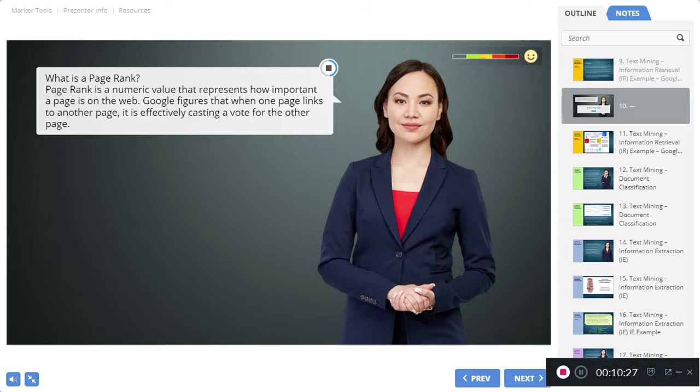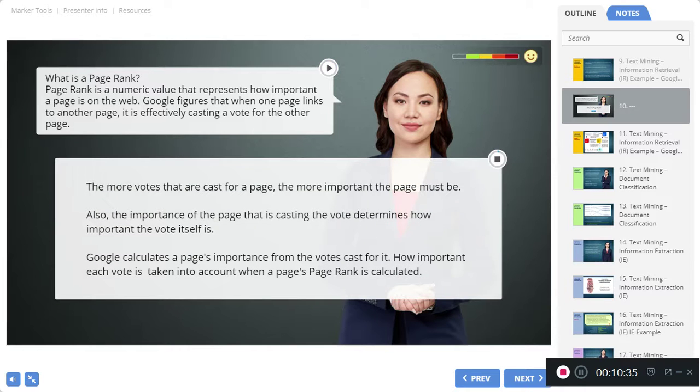Google figures that when one page links to another page, it is effectively casting a vote for the other page. The more votes that are cast for a page, the more important the page must be. Also, the importance of the page that is casting the vote determines how important the vote itself is. Google calculates a page's importance from the votes cast for it. How important each vote is is taken into account when a page's page rank is calculated.